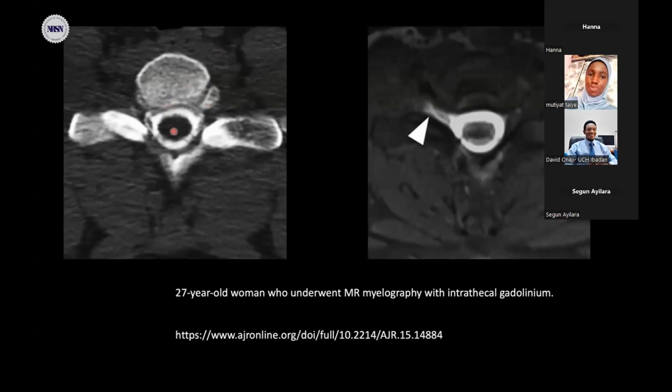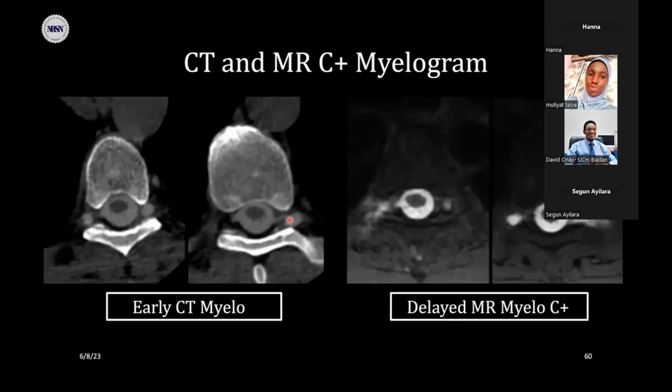So this image shows a CT and the post-gadolinium image, where we see leakage of the contrast within the nerve sleeve on the right in this MRI image. So CT, MRI again. This is the image on CT, and then on MRI we see the bilateral leakage of the contrast or CSF at this level.